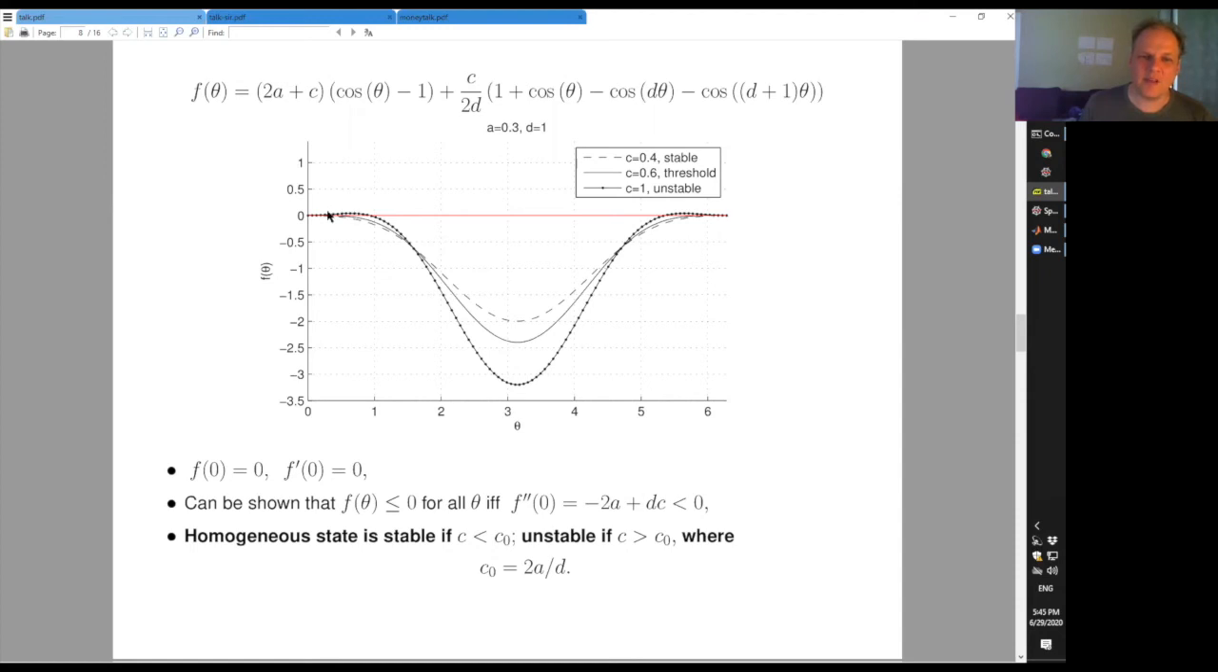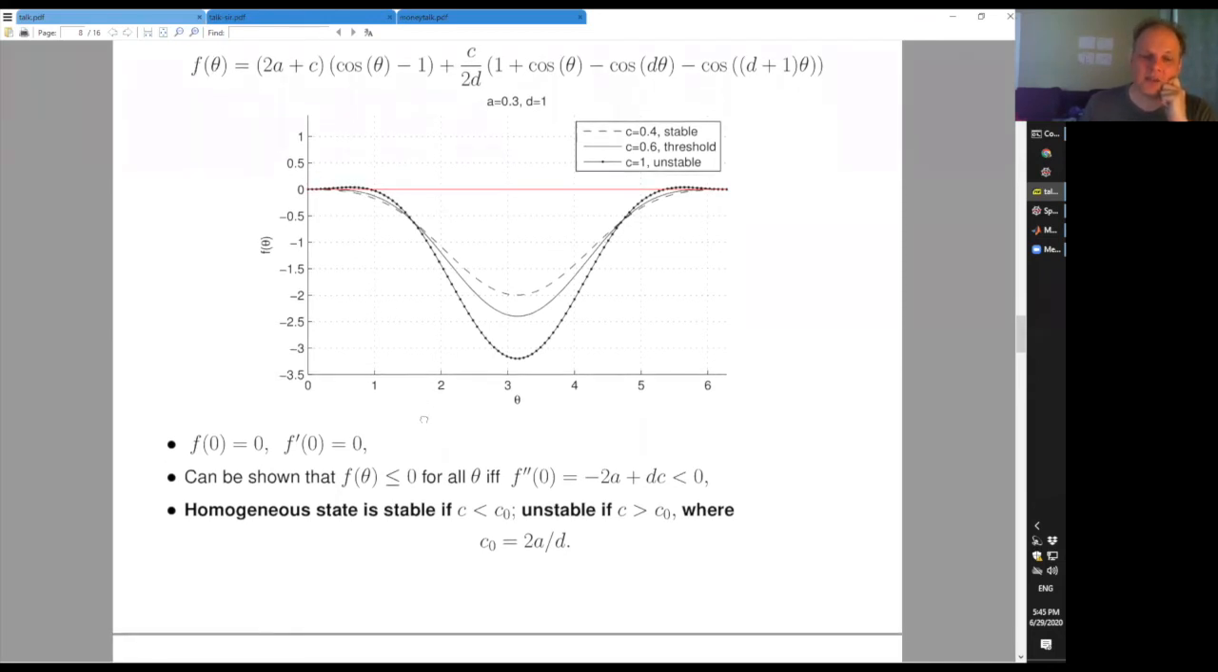And this instability corresponds to low frequency modes here. Theta is small, right? It turns out that the derivative of f is 0 at 0, so we just have to look at the second derivative of f at 0, and that's going to tell us everything about the stability. We obtain this formula for the stability threshold in terms of this a. This d is just the sensing distance, so it's how many neighbors you sense to your left and to your right.